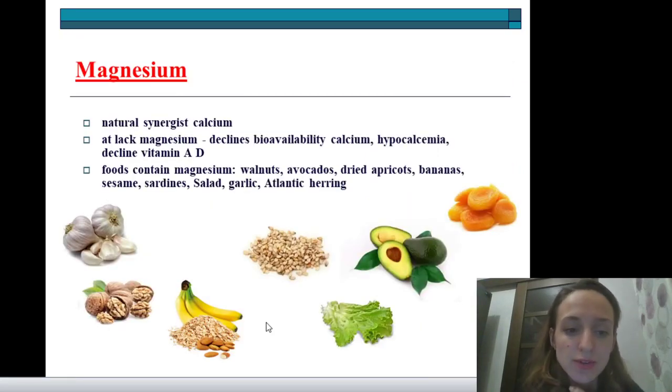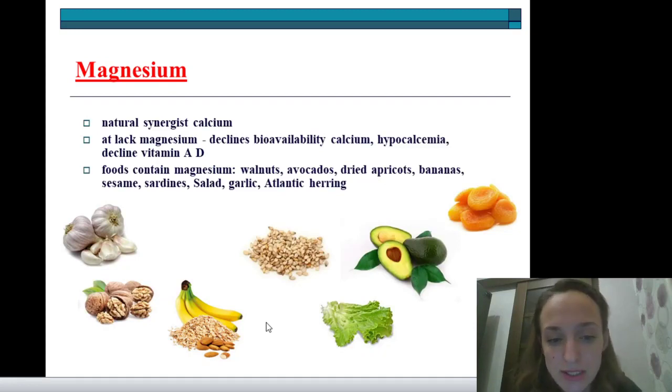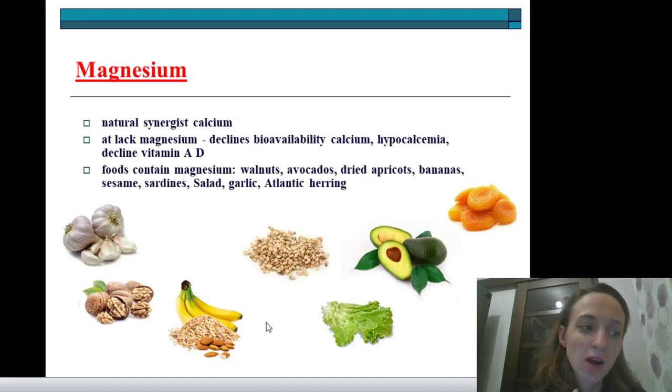Magnesium is a natural synergist of calcium, and at lack of magnesium the bioavailability of calcium declines, and vitamins of groups A and D decline. Foods that contain magnesium are avocados, bananas, salad, garlic.